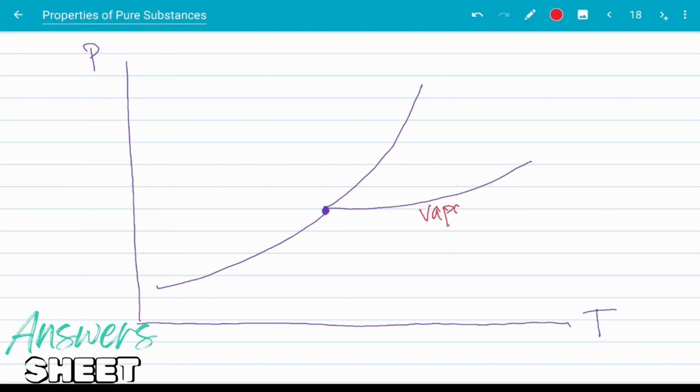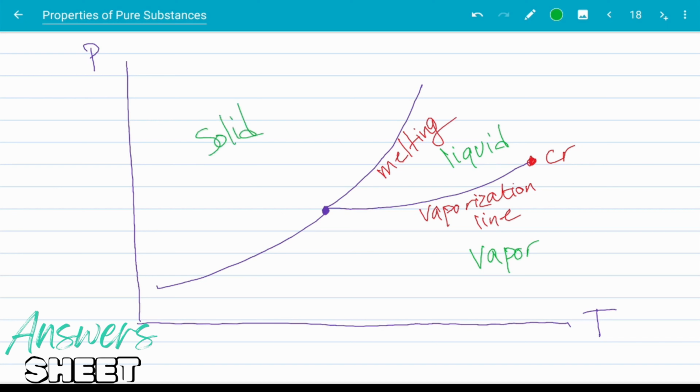So this line here is the vaporization line, and it ends on the critical point that we saw in the PV and TV diagrams. So this is the critical point. If that is true, then this area down here is vapor, and the area here is liquid. This line here is the melting line. So this side over here is solid. Now, vapor and liquid have a vaporization line. Liquid and solid have a melting line, and solid and vapor have a sublimation line.